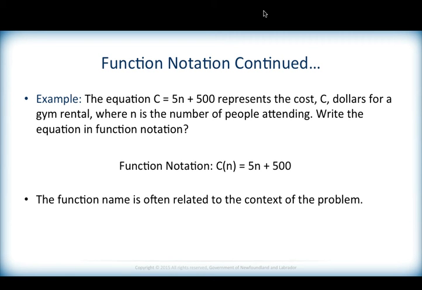So whatever variable you have in your equation there, that's what you use for your independent variable, and you put it in the brackets. And it's important to note that the function name is often related to the context of the problem. So in this case, they use C for cost, and like we mentioned earlier, if we have H, that will be for height. So it will always depend on the problem that is given and what function name it will have.